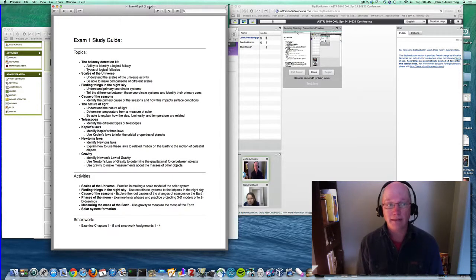We worked on finding things in the night sky, primarily understanding coordinate systems in astronomy, how we use the altitude-azimuth coordinate system for local observers, and the right ascension declination coordinate system for observing across the globe if we want to share our observations with other people. And we learned how to tell the difference between those coordinate systems, as well as things like the ecliptic and the zenith and the meridian. And there's some vocabulary in there you want to familiarize yourself with, because we'll be seeing that as we go on.